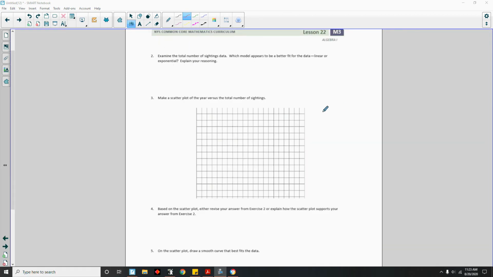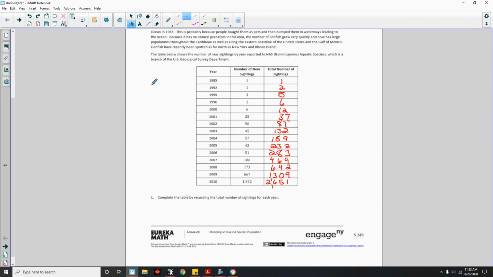Okay, page 2 brings us to number 2, and it says to examine the total number of sightings data. Which model appears to be a better fit for the data, linear or exponential, and explain your reasoning. So we'll go back, and here we go. So why is it going to be linear or exponential? Well, the number of sightings, 85, 92, 95, 96, 2000. Let's give this some thought.